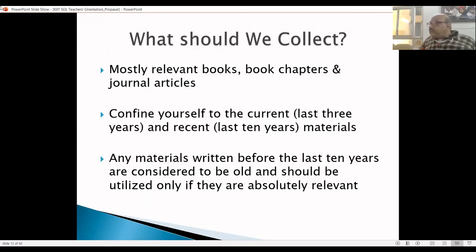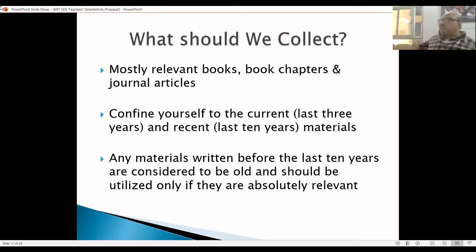What should we collect? What is collectible data? Well, the hottest collectible data is from the last 3 years. We call it the recent one. Our first instinct should be to collect those books or book chapters or journal articles which have been published in the last 10 years, the recent one. The current one. Then the recent one. Recent means up to 10 years.